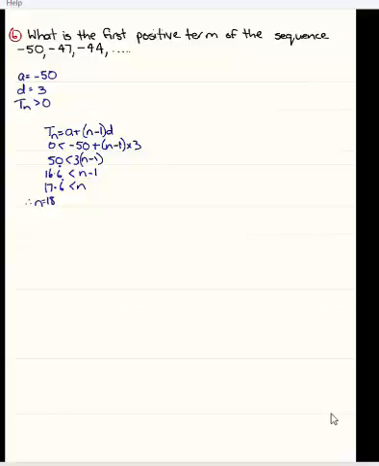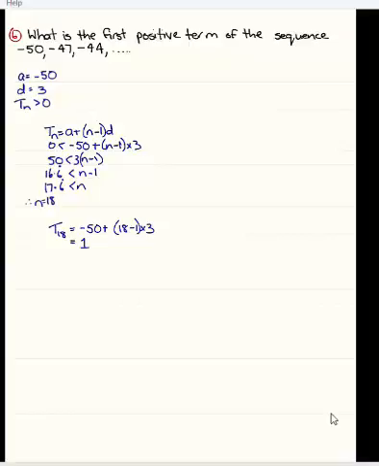So let's work out the value of the 18th term. So the 18th term is going to be equal to negative 50 plus 18 minus 1 times 3. And so we end up with 1. So the first term greater than 0, the first positive term in this series, is 1.